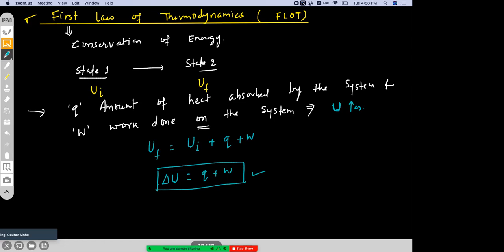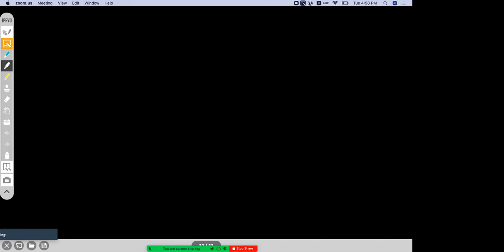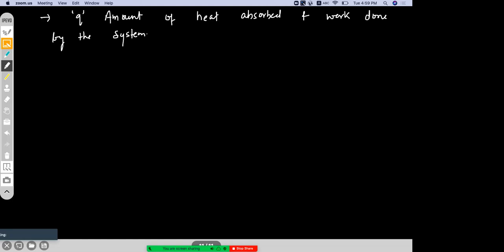Just a change in internal energy. Okay. One more condition you see. I'll go to the next page. Copy this down first. Now the same condition I am taking, Q amount of heat is absorbed, and work done by the system.